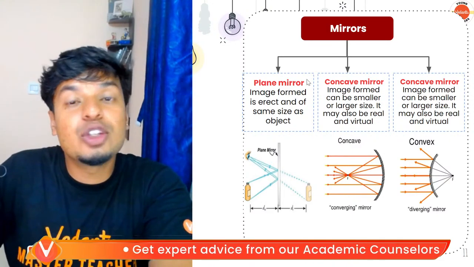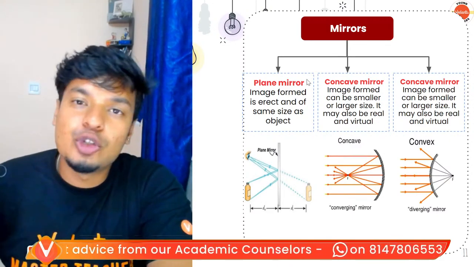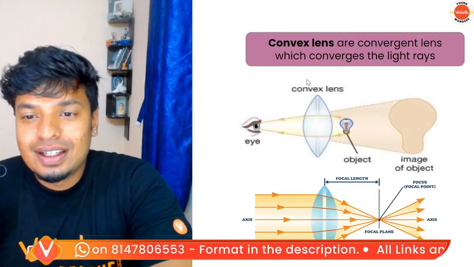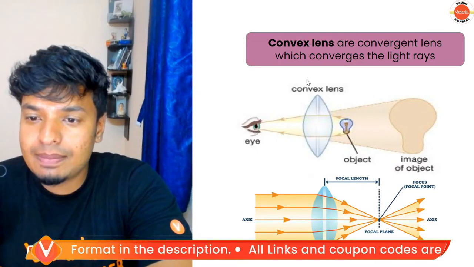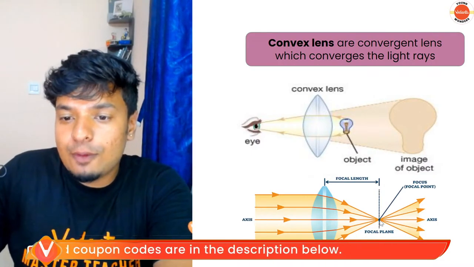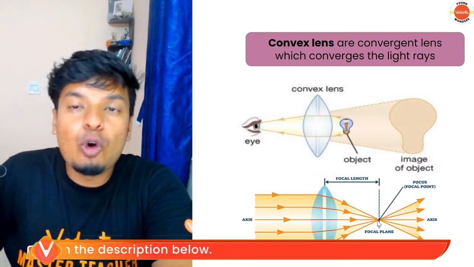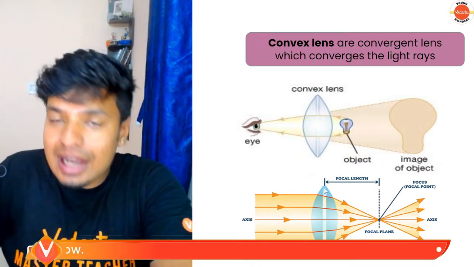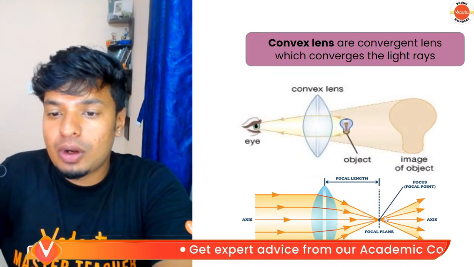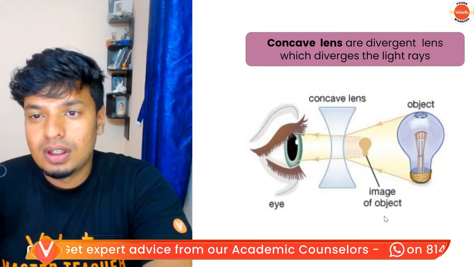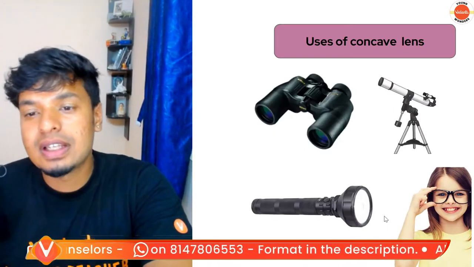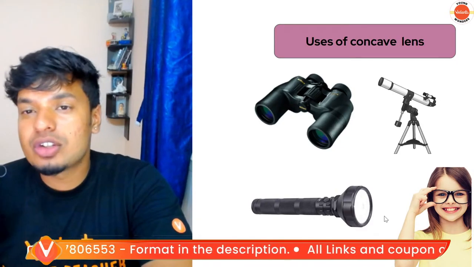Same thing. And plane mirror is always erect, same size, virtual. Convex lens is converging lens, same thing we saw. Guys, see, this is the principal axis, the midline of the lens. You have the focus or focal plane here. The focal length is basically the distance between the lens and the focus. That is your focal length. Okay, then your focus point is here. Lenses are used in microscopes, telescopes, magnifying glass, cameras, projectors, binoculars, spectacles, torchlights, many places.